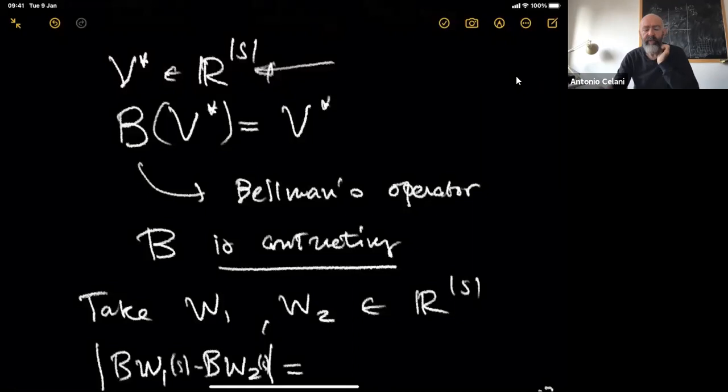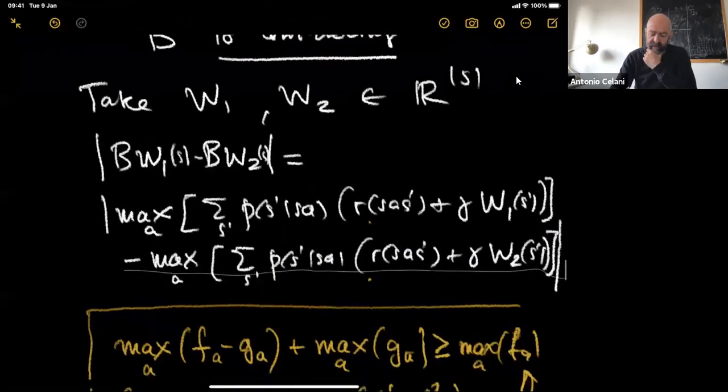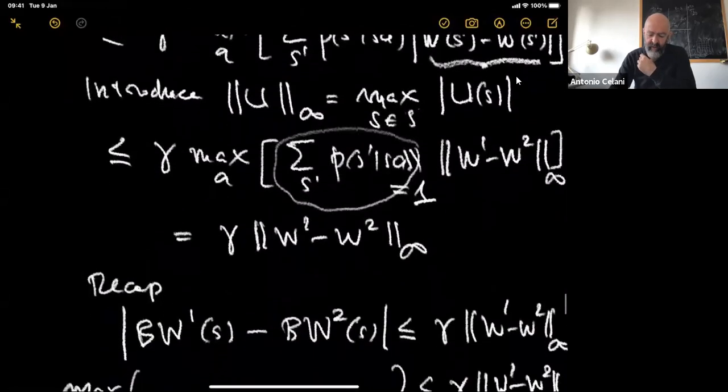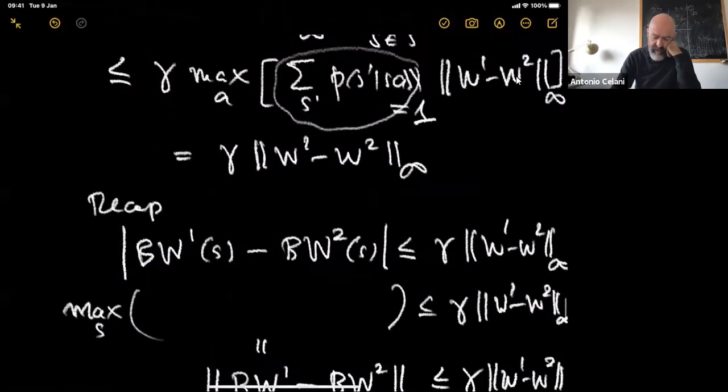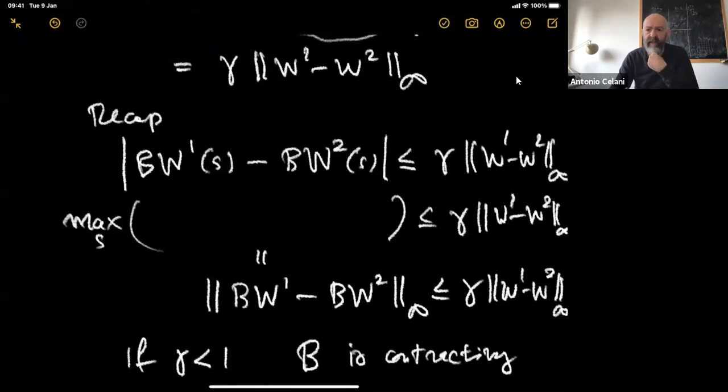The simplest way to prove it is to use the L infinity norm, or the total variation norm, which means that to measure distances, norms of vectors, we take the modulus of each component and the maximum over these components. So after again a little tour of inequalities, we were able to prove that the Bellman operator is contracting with a constant which is gamma.